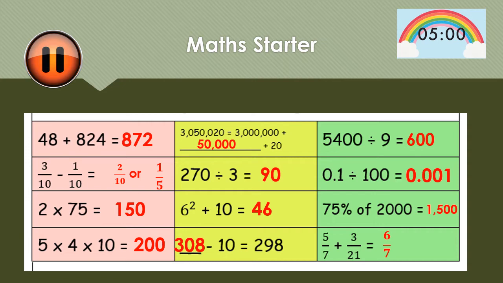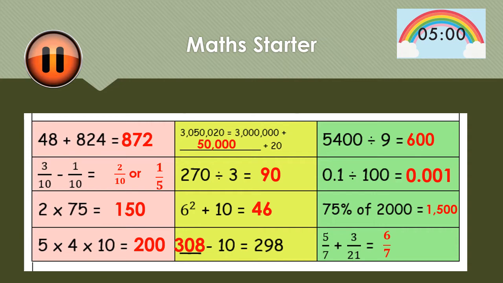270 divided by 3. Well, let's ignore the 0 for now. 27 divided by 3 is 9. So 270 divided by 3 is 90. Always look for a pattern in numbers. Always, always, always. Because the pattern will always be there. And once you identify the pattern, it helps make it very easy to find the answers.